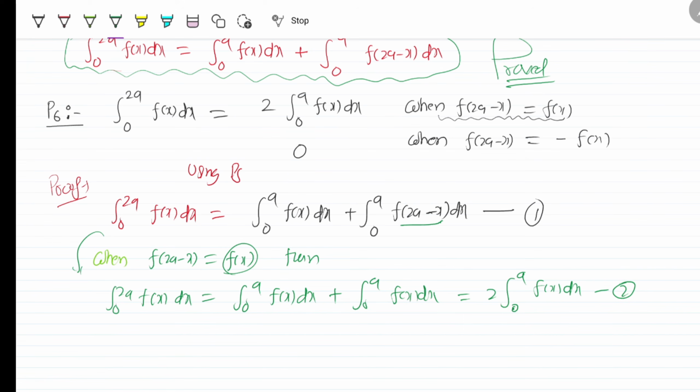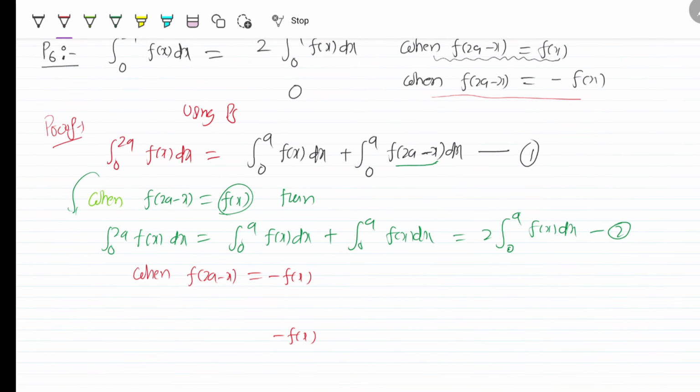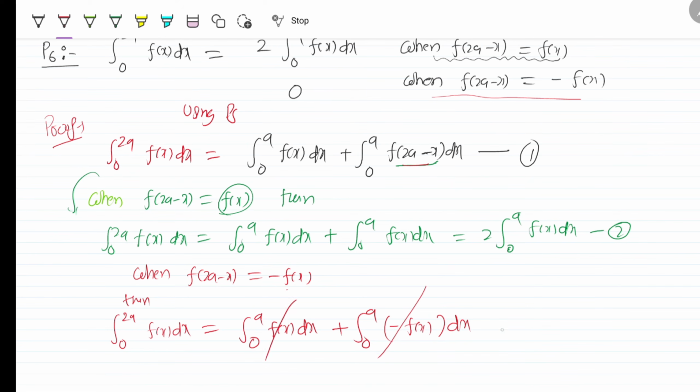This is equation number 2. Second case: when f of 2a minus x is minus f(x), then integral 0 to 2a f(x) dx would be integral 0 to a f(x) dx plus integral 0 to a of f of 2a minus x, which becomes minus f(x), dx. So you can see this and this cancel, so we are getting 0.